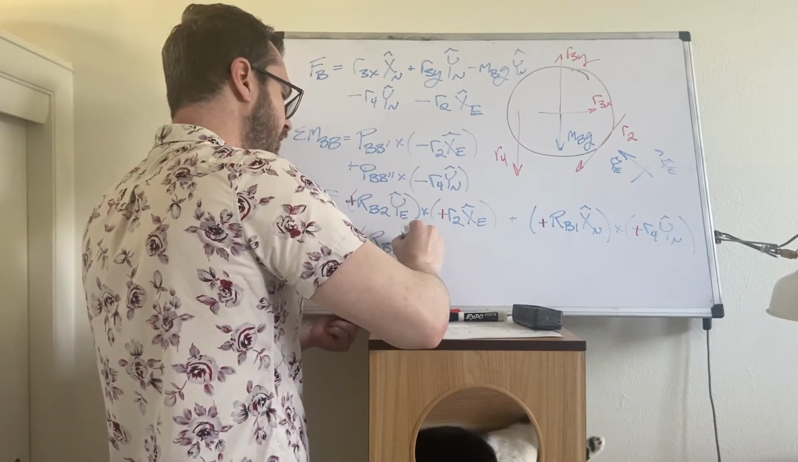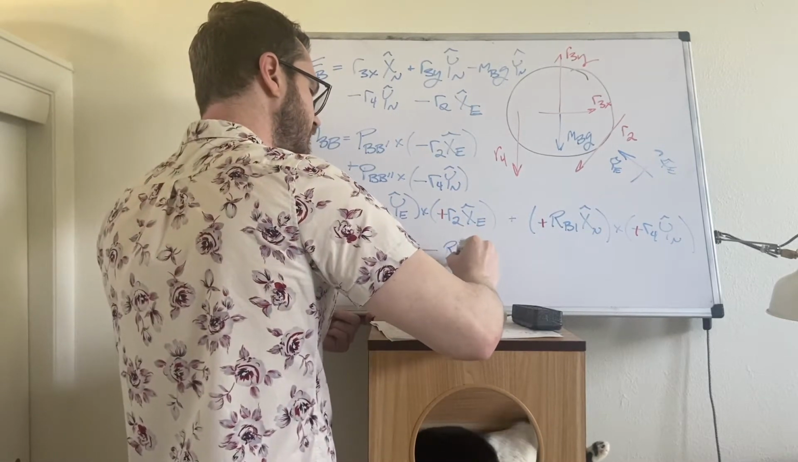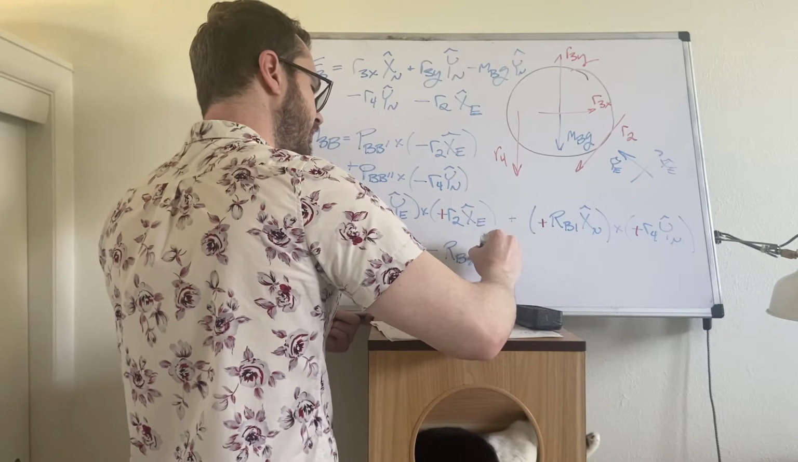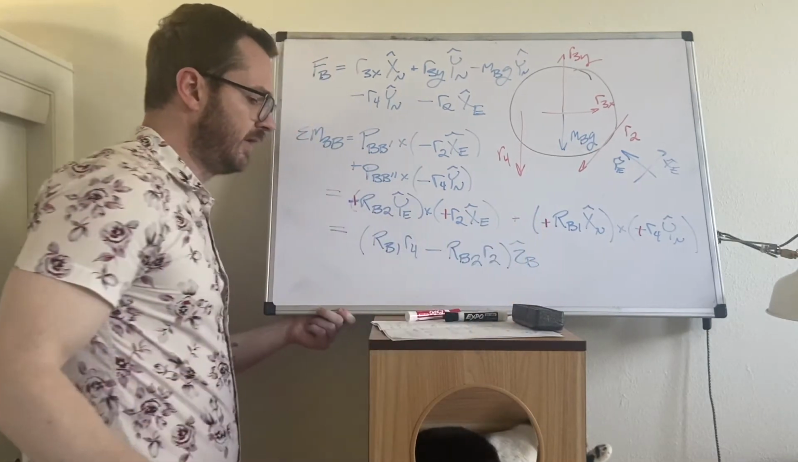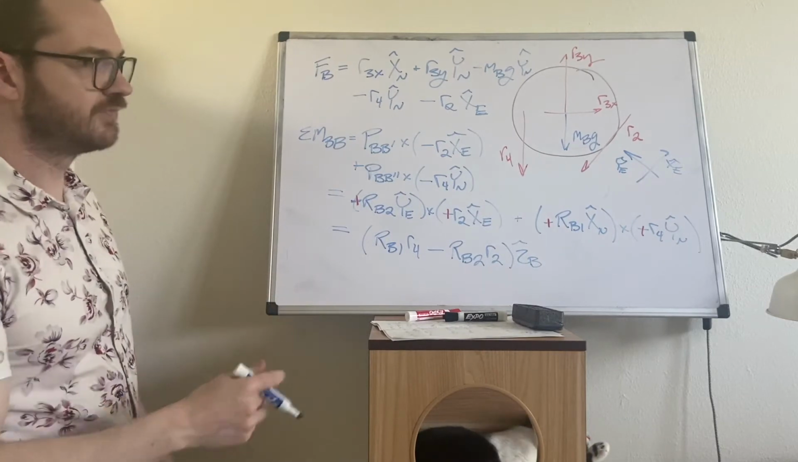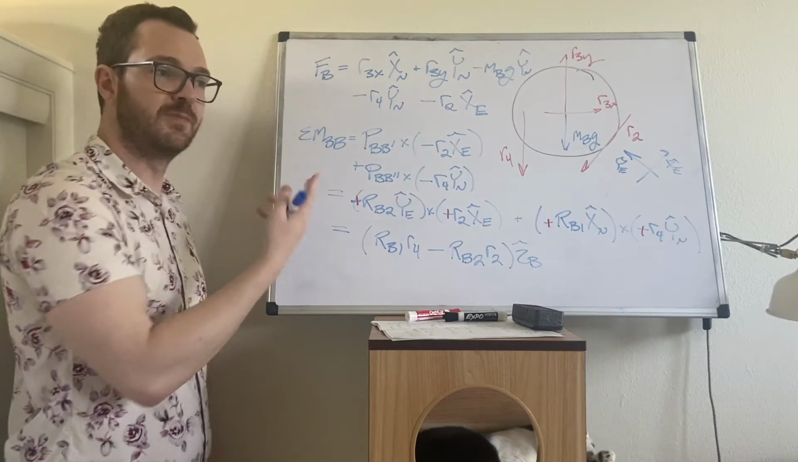RB1, R4, and then minus RB2, R2. And that is in the ZB direction, ZN direction. All right. Forces and moments for body B.